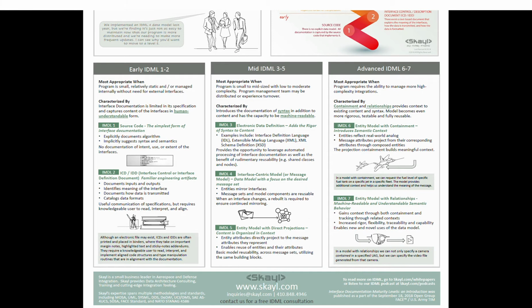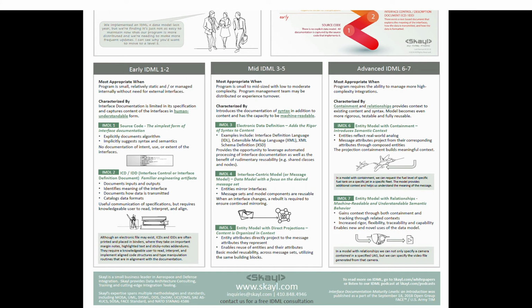So IDML6 is an entity model with containment. This is where entities reflect a real-world analog. It introduces semantic context. It's the containment that builds the context of the attribute. So the message attributes project from their attributes through composed entities. It's kind of like identifying a grocery store and then entering that store and then going specifically to the aisles needed for specific ingredients. This process provides context, the name and location of where we purchased ingredients for, say, a recall, right?